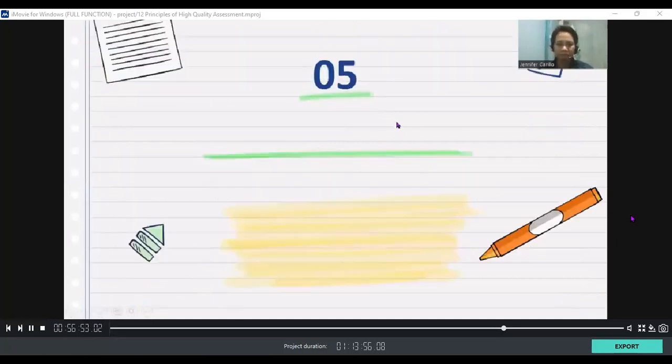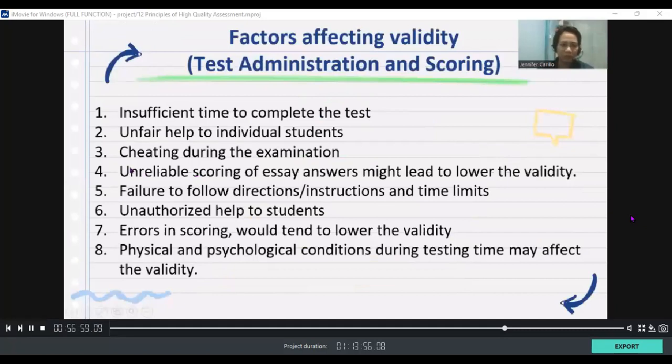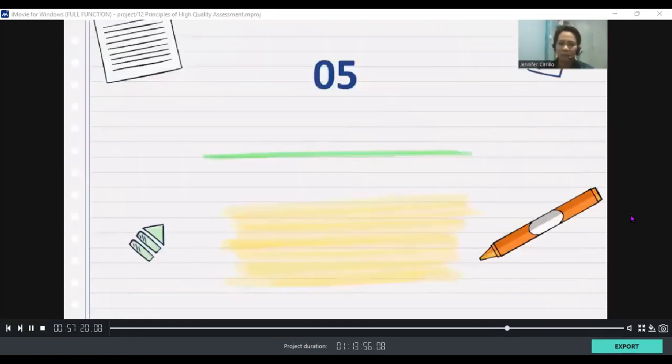Number 5. Reliability. Also, I'd like to point out that cheating during examination, in number 3, is why we avoid online exams as much as possible. With online exams, there are many possible things students can do, so we hold face-to-face exams.